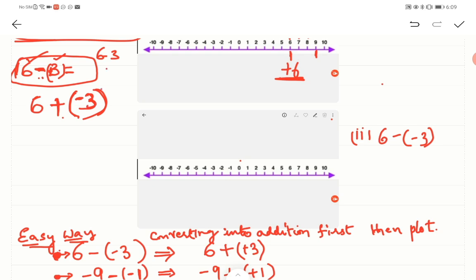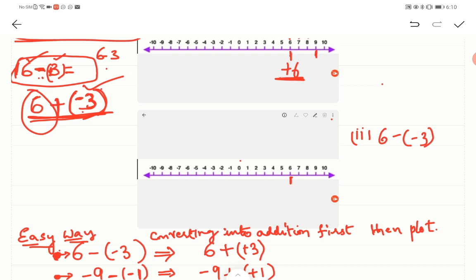Okay students, when we do the next example again it will be clear for you. Now let us plot, first let us plot this on the number line. It's again very easy, the same one what we did before. So first number is 6, come to the number 6 on the number line. Okay, and then it is minus 3.